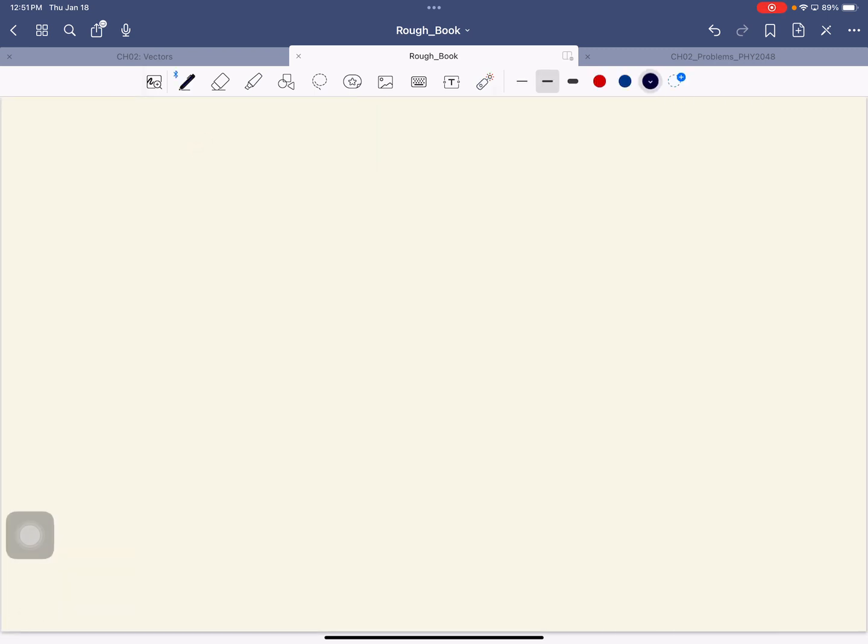So what is i? Is it a scalar or a vector? It's a vector. What is j? A vector. Be careful. What is 5i? It's a vector. You multiplied a scalar by a vector, and that's a vector.